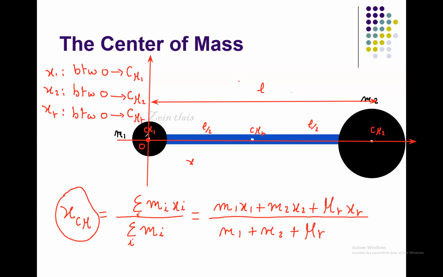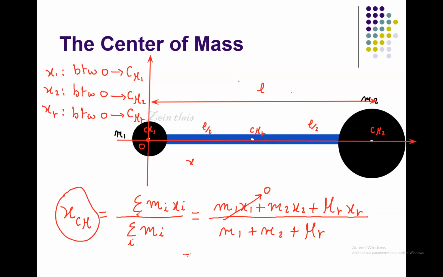We come here. Here we have O. The center of mass of M1 is here. So the distance between O and M1 equals 0. So here it equals 0. Second, M2 times X2. X2 is the distance between O and the center of mass of M2. Here it's equal to L.